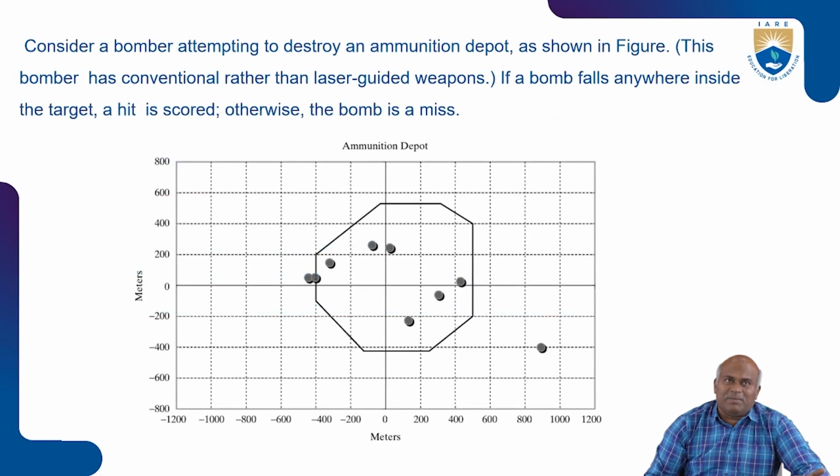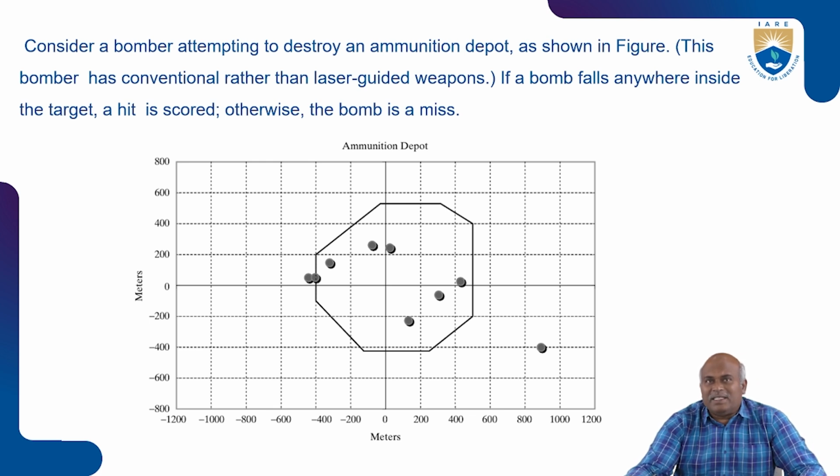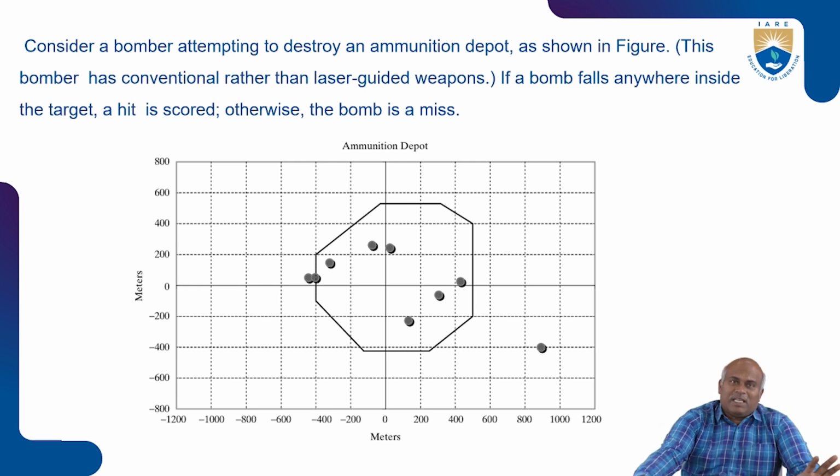We take an example. Consider the bomb attacking problem. This is the ammunition part, as shown in the figure. This bomb has a wider range than a lesser guided weapon. If the bomb falls anywhere inside the target, a hit is scored. Otherwise, the bomb is missing.